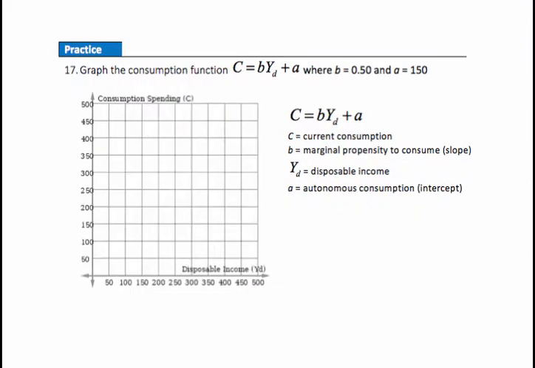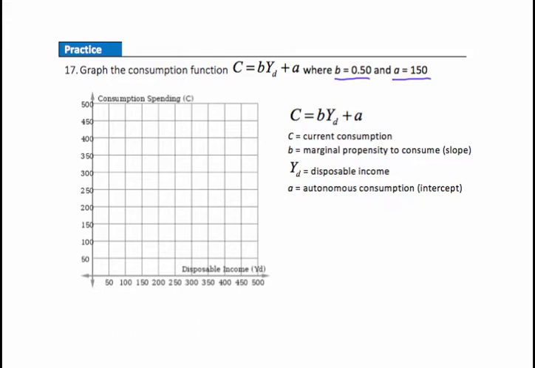Let's go ahead and practice that idea of graphing this consumption function. So go ahead and pause your video player now and graph the consumption function when our marginal propensity to consume is 0.50 and our autonomous spending is 150. When you're done, hit play to see how you did.